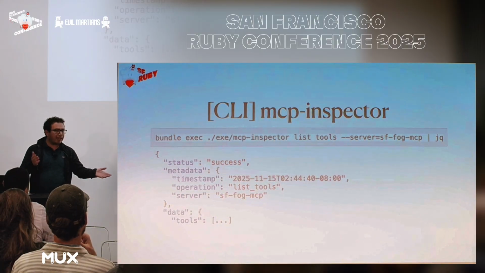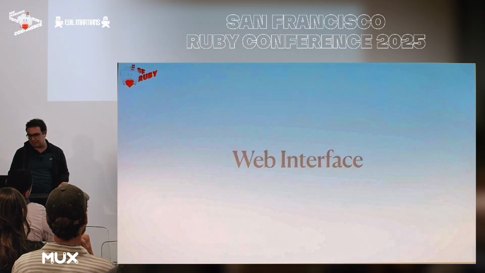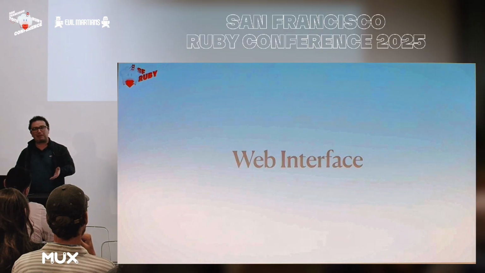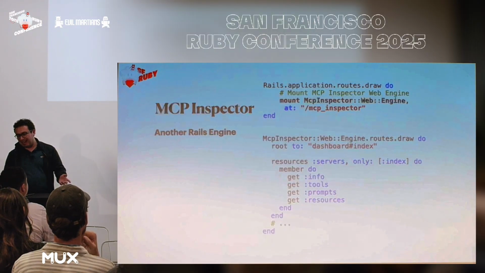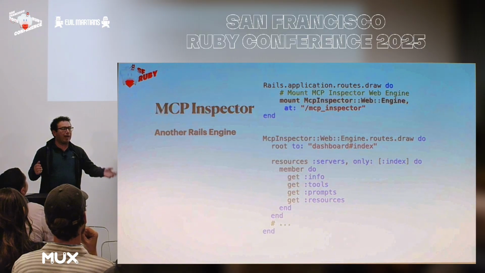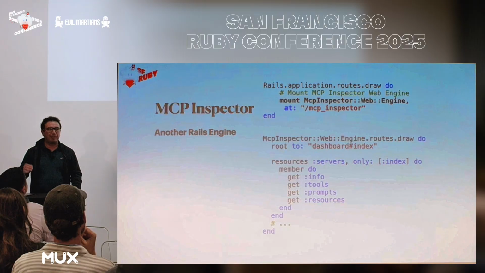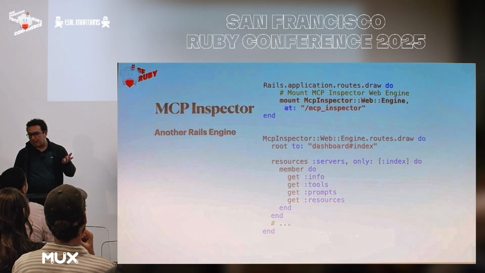But of course, you didn't come here today because you want to see a CLI tool. You came here because you want to see the web interface, right? That's why you're here. All right, so for the web interface, I decided to go with a Rails engine. So why a Rails engine? Because I think it would be the easiest way to mount or to share the MCP inspector.